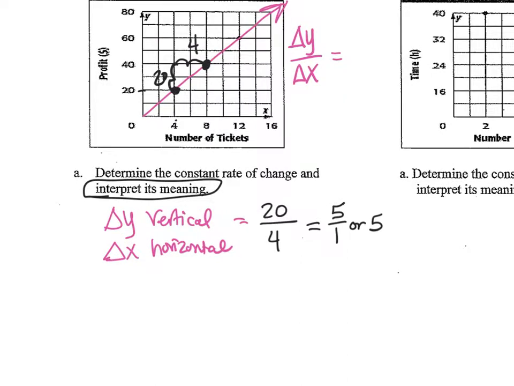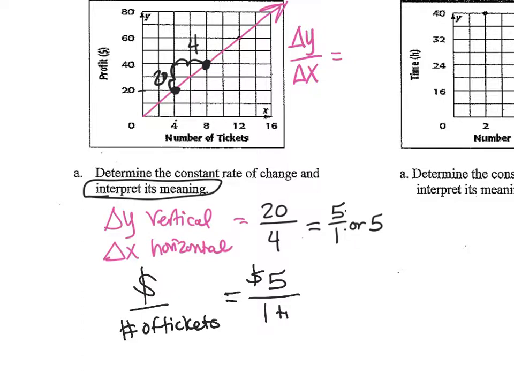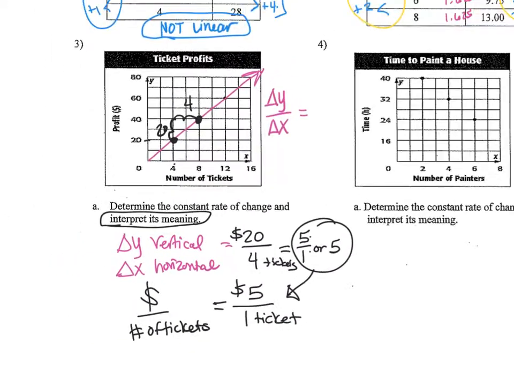My y value represented the money, and the number of tickets was my x value. So interpreting its meaning, since I got it down to 5, it's $5 for every 1 ticket, or $20 for 4 tickets. So 5, or 5 over 1, is my rate of change. Interpreting its meaning is basically labeling it, if you can read the graph.